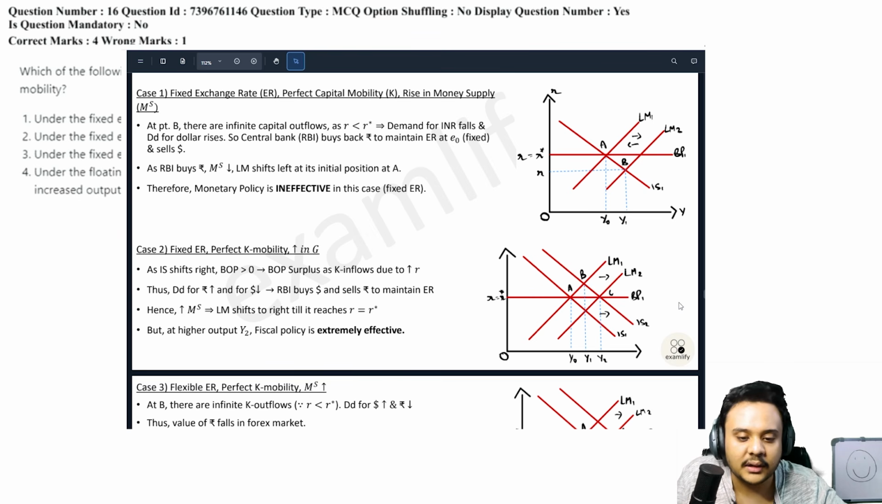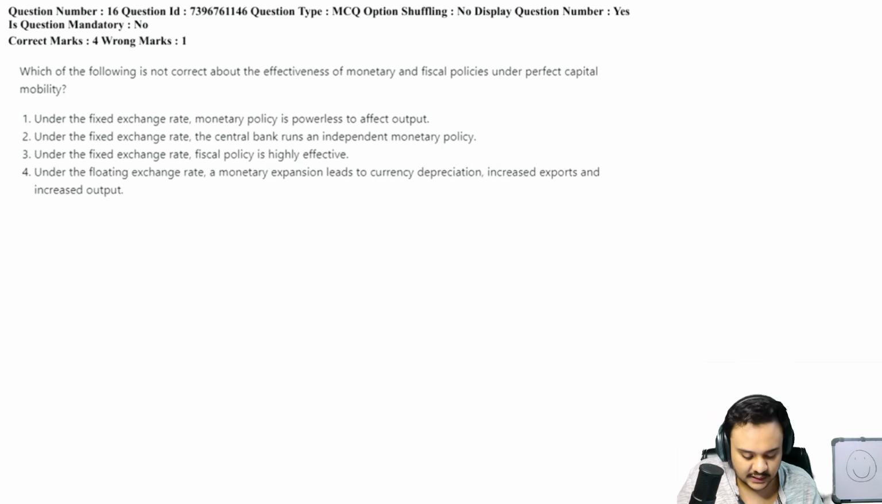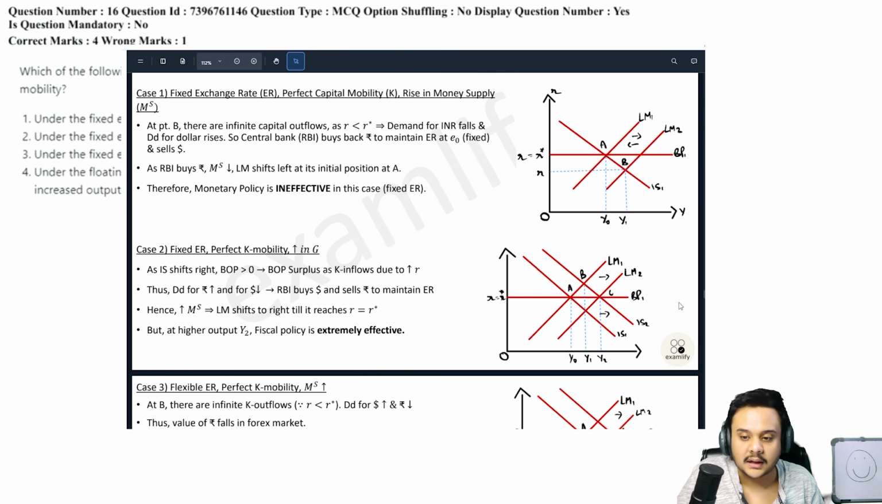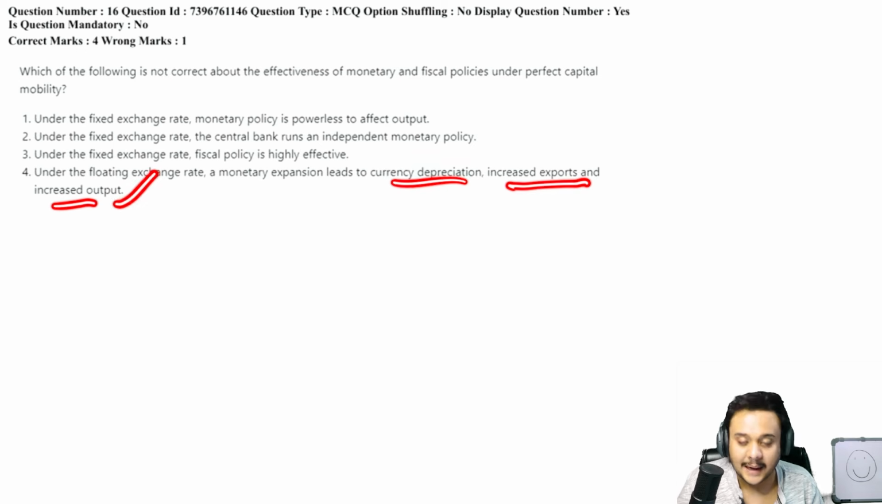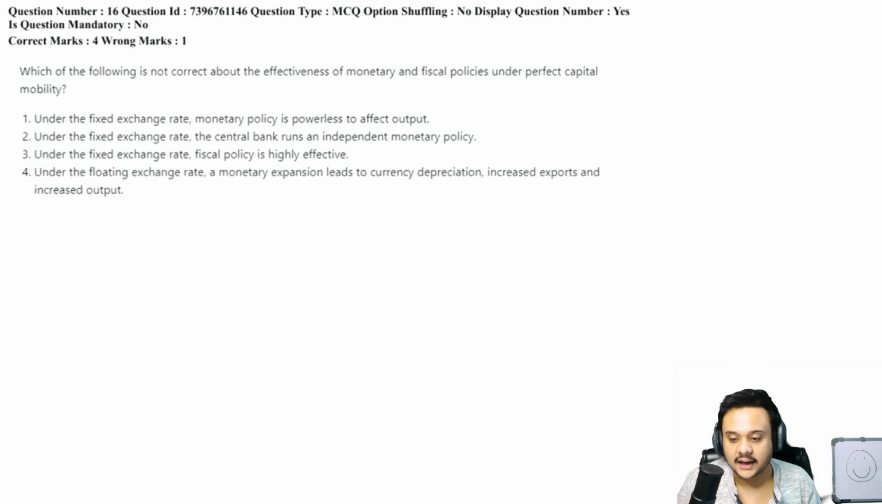So similarly, you can now look at the second option, which says that under the fixed exchange rate, central banks, okay, we'll look at the third one first. It says that under the fixed exchange rate, fiscal policy is highly effective. So you can just refer to case 2 here. Then the third one says that under floating exchange rate, monetary expansion will lead to currency depreciation, increased exports, and increased output. Absolutely, exactly in that order as well. So you can look at case 3 here as well. Okay, so we have summarized every single case under the Mundell-Fleming model, and all of these are going to be very important for your exam as well.